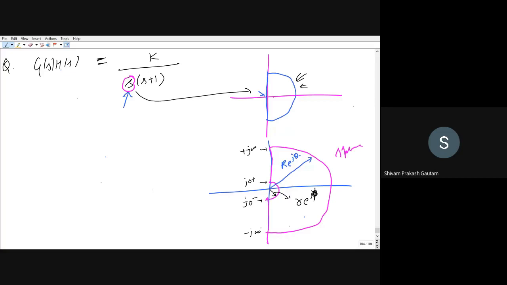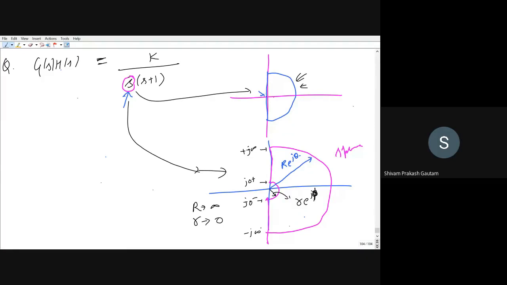You can see in the second figure there is one smaller circle and one bigger circle. The smaller circle is just to exclude the pole at the origin, so that the contour does not cover this pole. Now the smaller circle radius, that is small r, tends to 0. The bigger circle radius tends to infinity. Have you understood this? Yes, sir. Okay.